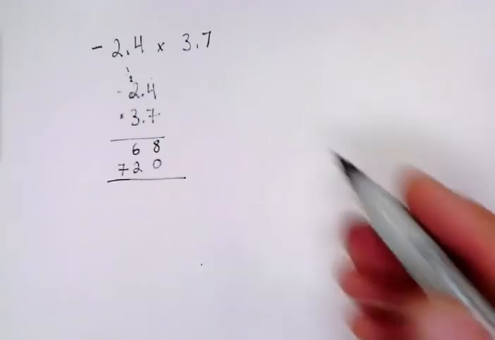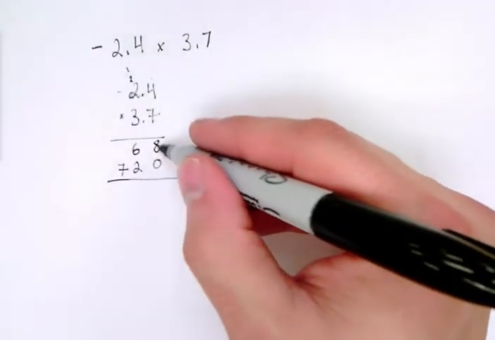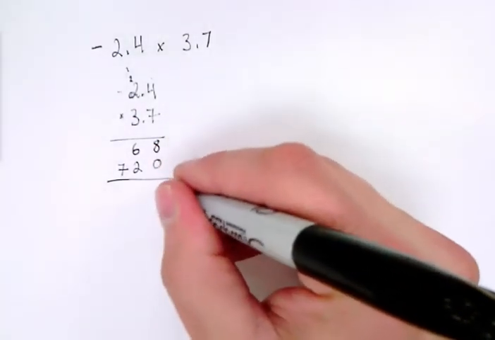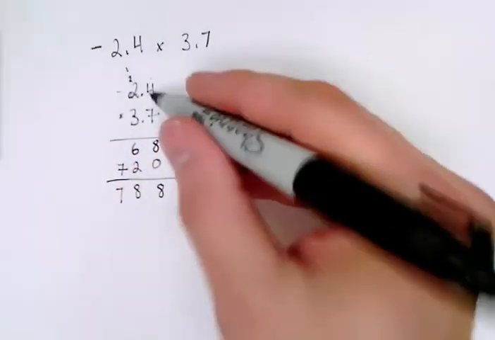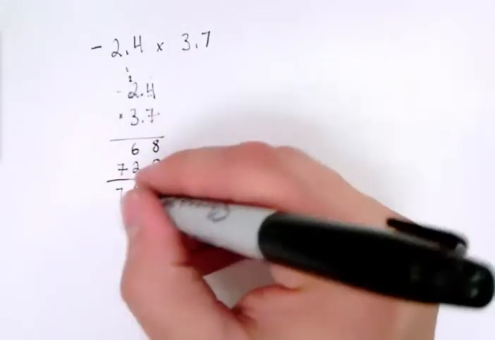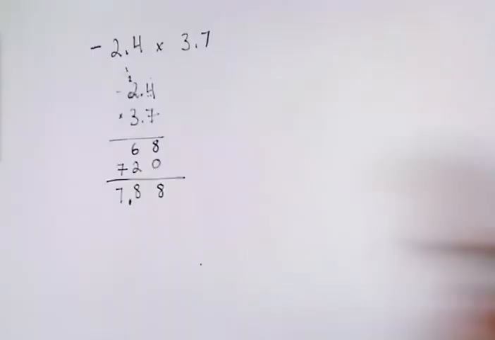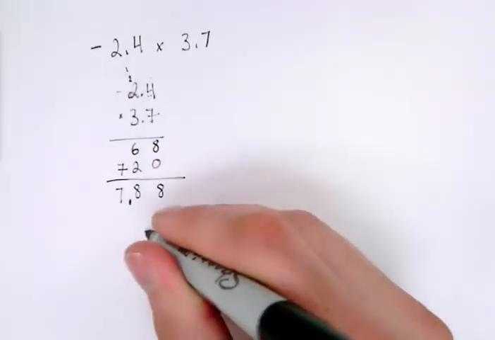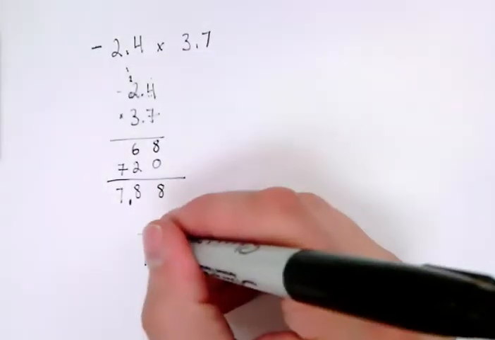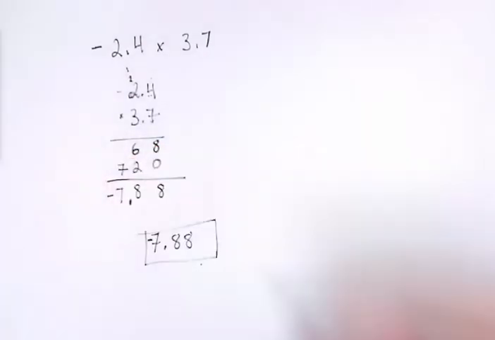Okay? Now let's add each of our numbers together. We have 8 plus 0 is 8. 6 plus 2 is 8. Then we have a 7. And how many numbers are behind the decimal? 1, 2. So my answer has to have 2 numbers behind the decimal. So my answer is 7.88. And we had a negative there, so my answer must also be negative. So it's negative 7.88 because a negative multiplied by a positive is a negative. And that is how we multiply decimals.